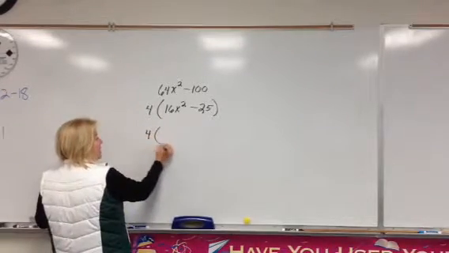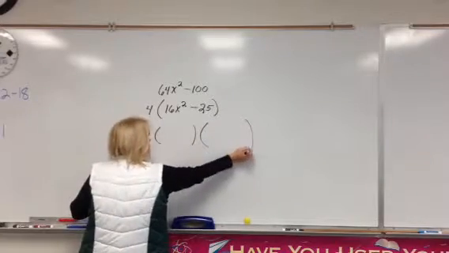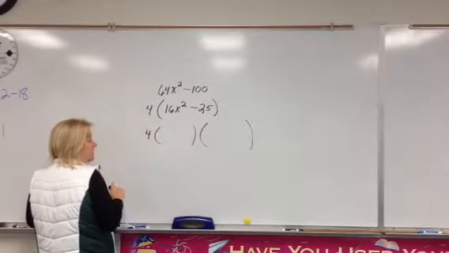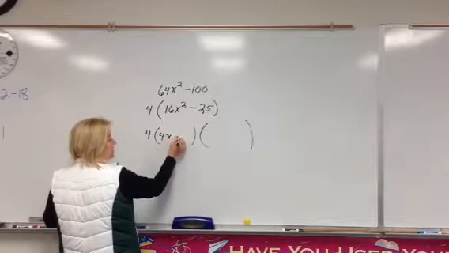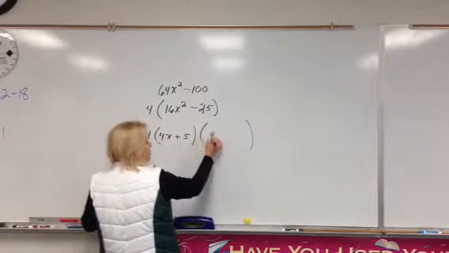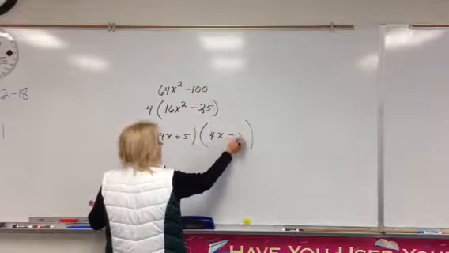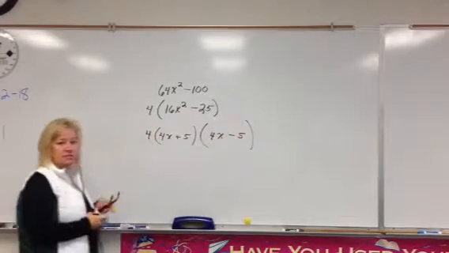And then you just carry that 4 along. Square root of 16 is 4, so 4x plus 5, 4x minus 5. And you would stop.